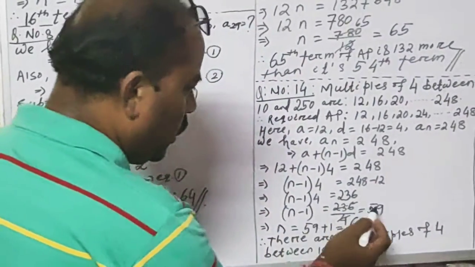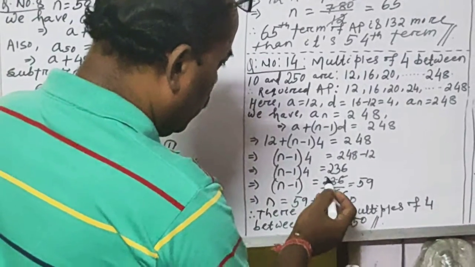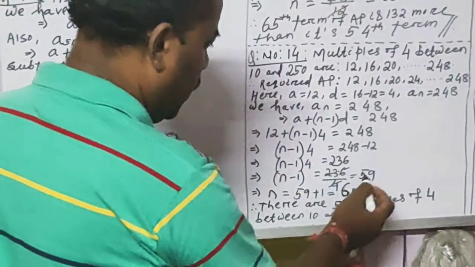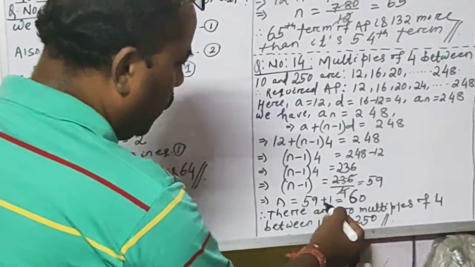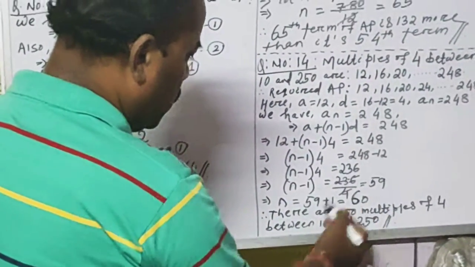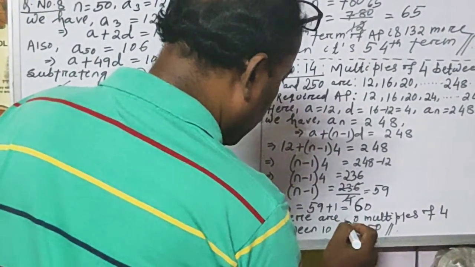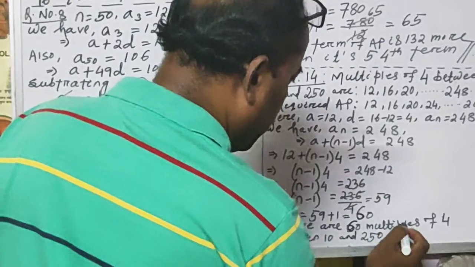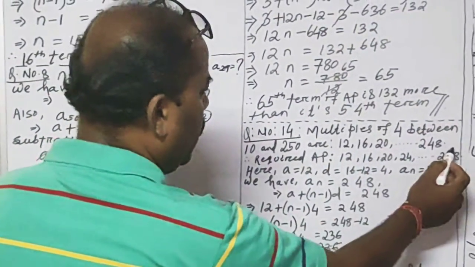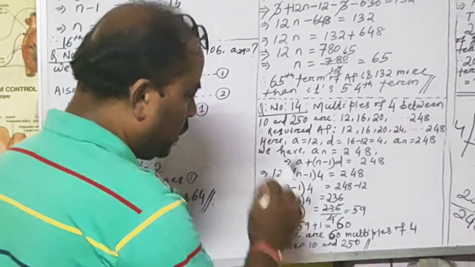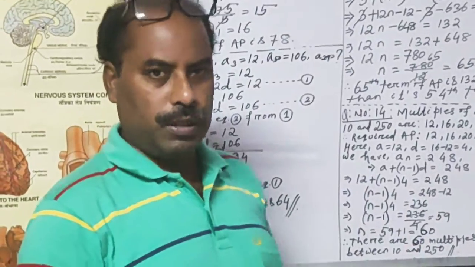So now n minus 1 is equal to 59. If we divide, 4 fives are 20, 36, 4 nines, so 59. Then when we keep the n here, minus 1 becomes plus 1, so 59 plus 1 is equal to 60. Therefore, there are 60 multiples of 4 between 10 and 250. Between 10 and 250, 60 multiples will be there. In this way, we have to find the multiples.